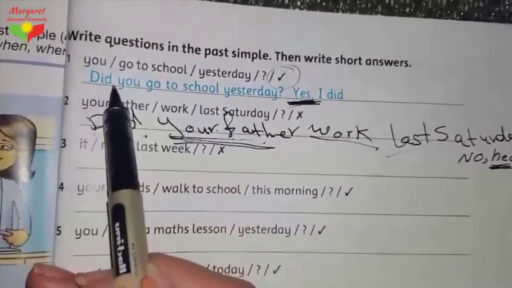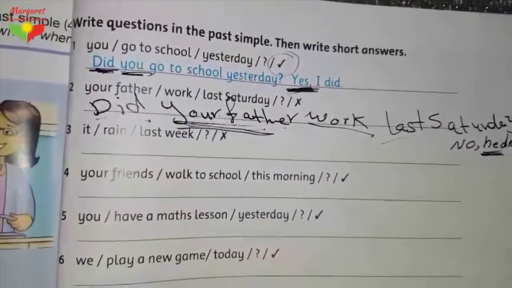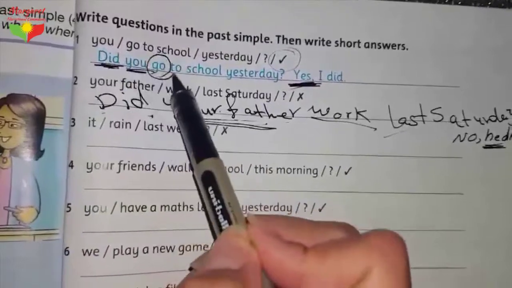We have to put the auxiliary verb did at the beginning of your question. Then you have to put the subject, which is you. Then you have to put the verb in the base form.